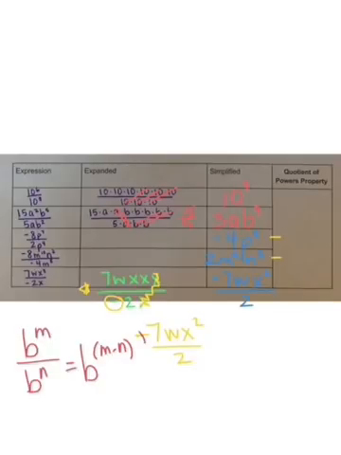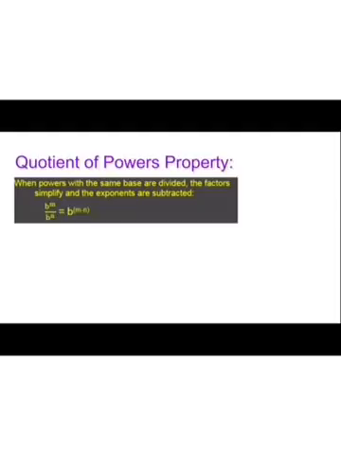So then here's the rule or the property that we use for this, the quotient of powers property. And you just simply subtract the exponents, m minus n. And here's the property rewritten a little bit more clearly. When powers with the same base are divided, so that's a really important part, the same base are divided, the factors simplify and the exponents are subtracted. So there's the property that we're going to follow.